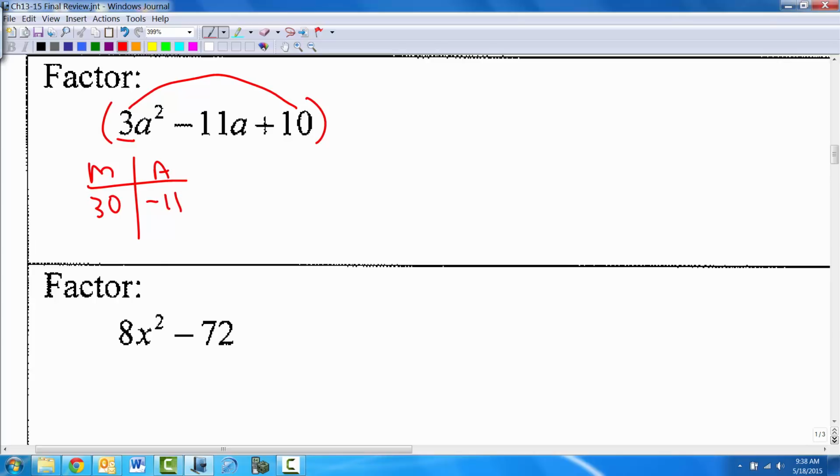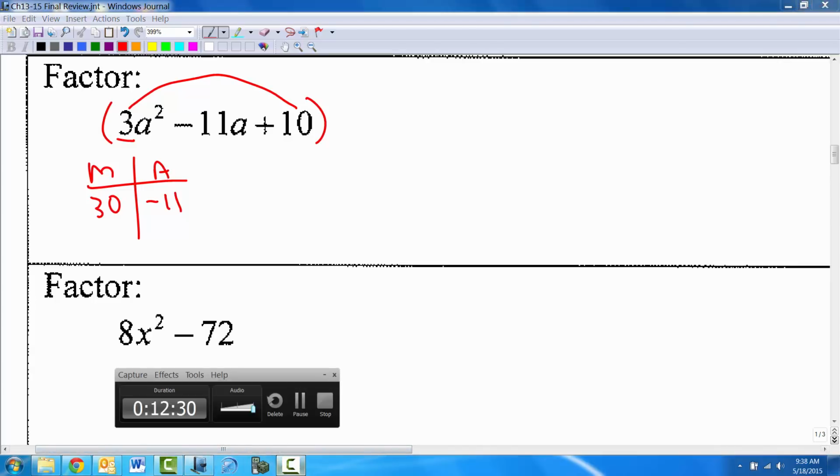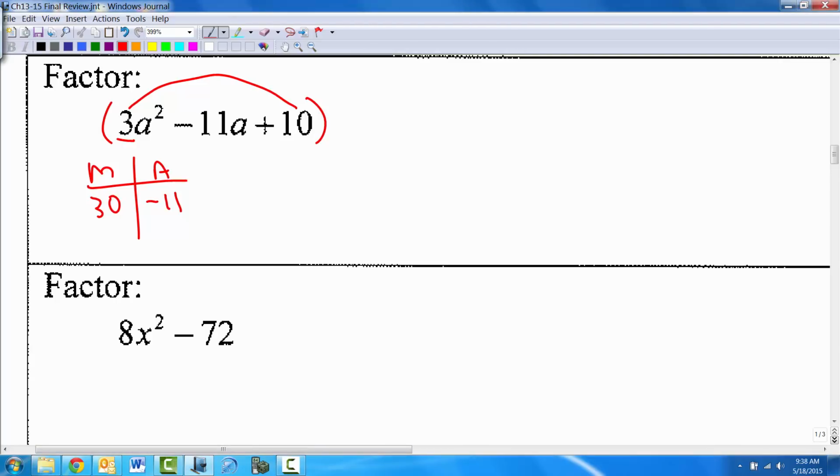Now pause the video and see if you can come up with the numbers that multiply to 30 and add to negative 11. All right, and then I'll get back to you. Kind of a tough one, but not really. It's the common 6 times 5 equals 30. But negative 6 times negative 5 equals positive 30, and negative 6 plus negative 5 equals negative 11. So those are the actual numbers with the signs correct.